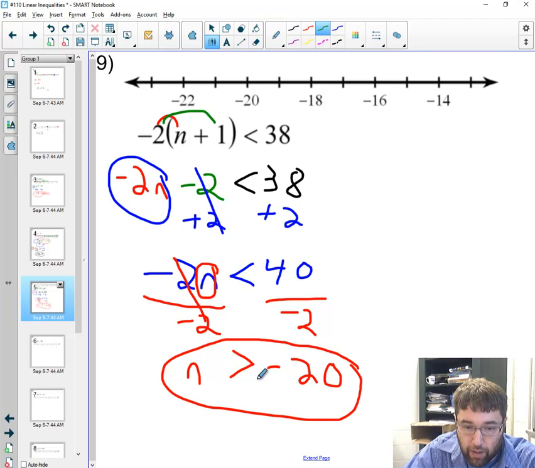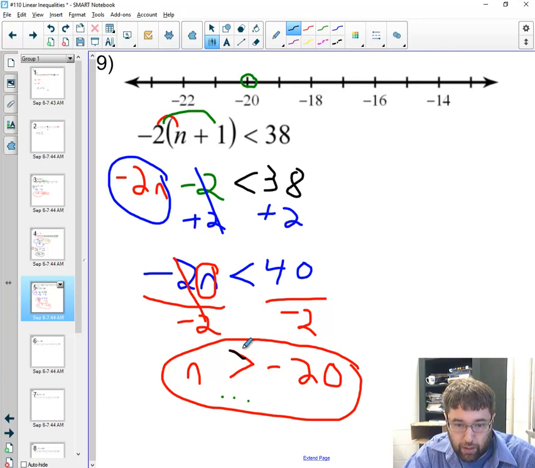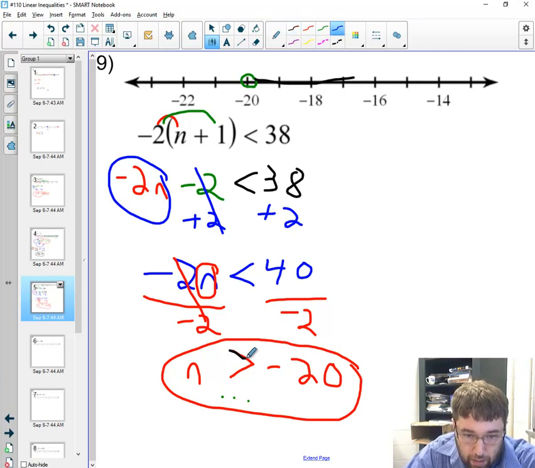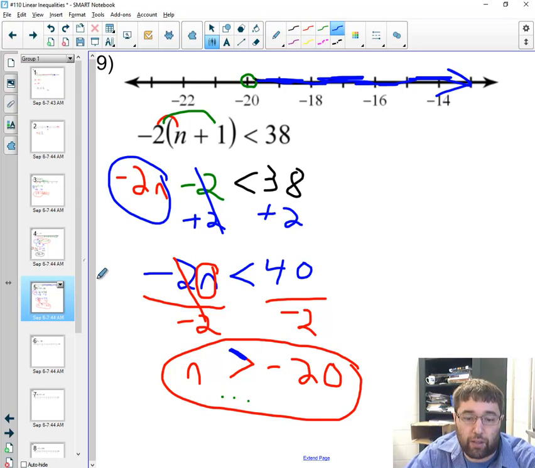So I have no inequality here. So there's nothing here. So that means I have an open circle. And I have the variable on the left and it's positive. So because of this right here, I'm going to just leave it at that. That means it goes to the right. And there we go. That's it.